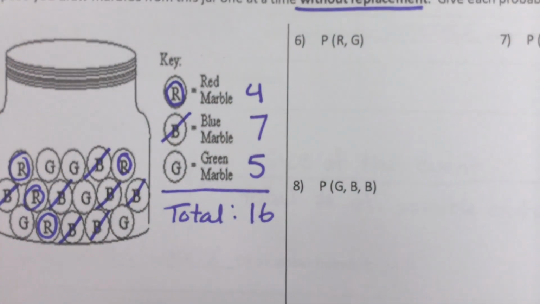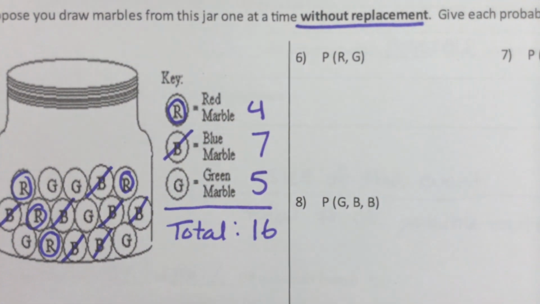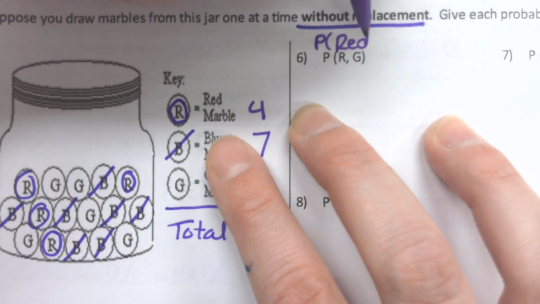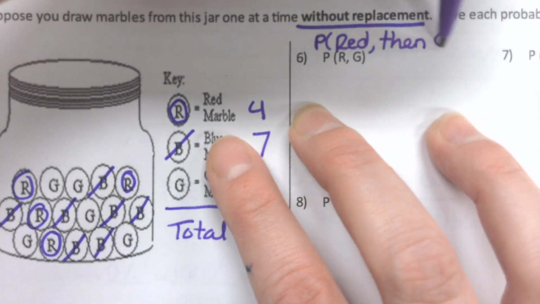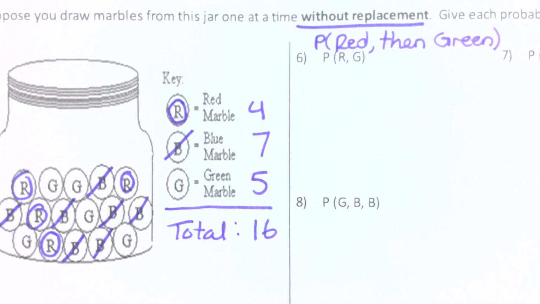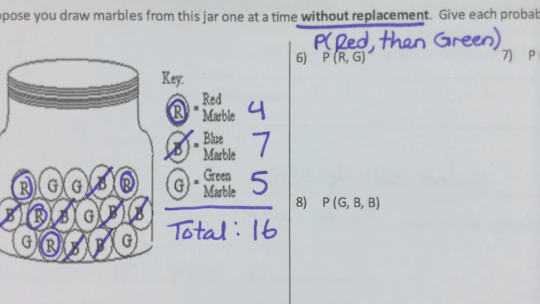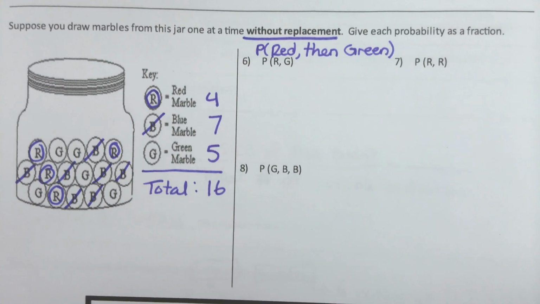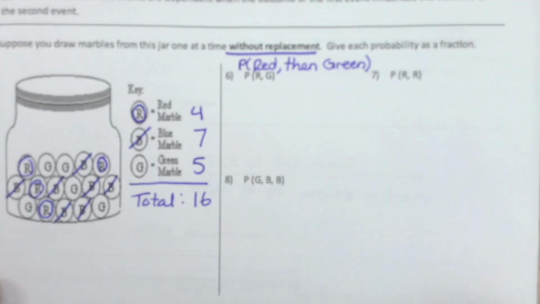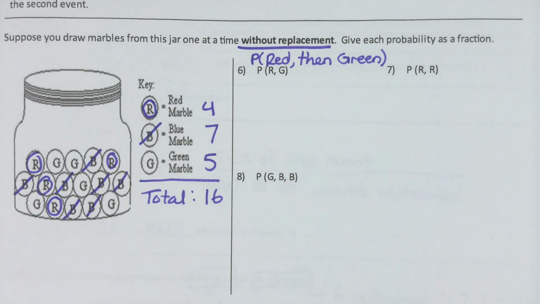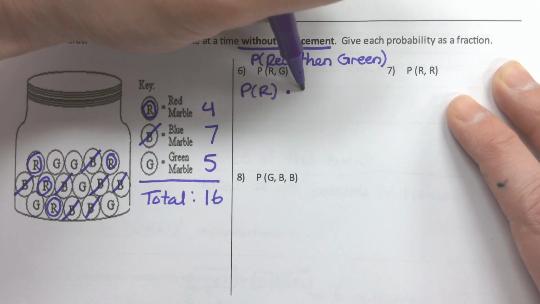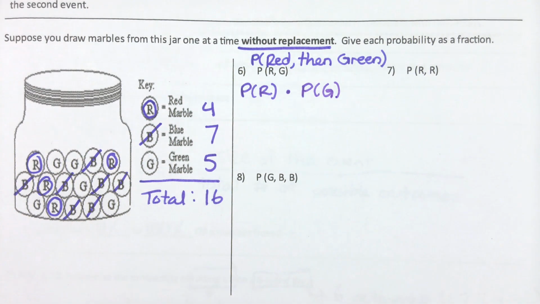Number 6. P of RG. I want you to read that as P of red, then green. That then is key there. That means we're making these draws in a particular order. That order absolutely matters. So we'll first find the probability of a red, and then the probability of a green. We'll multiply them together.